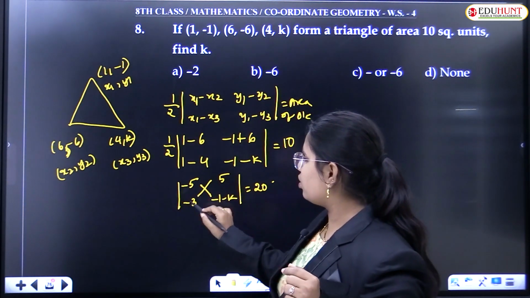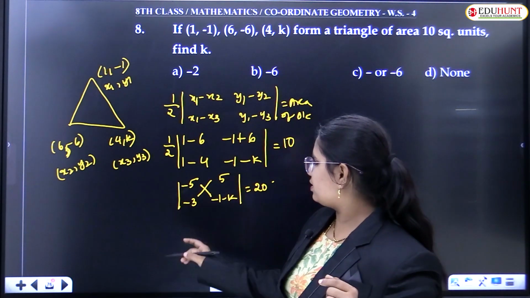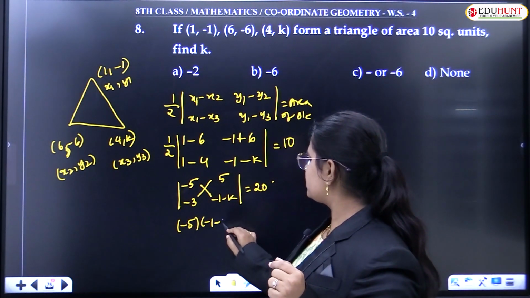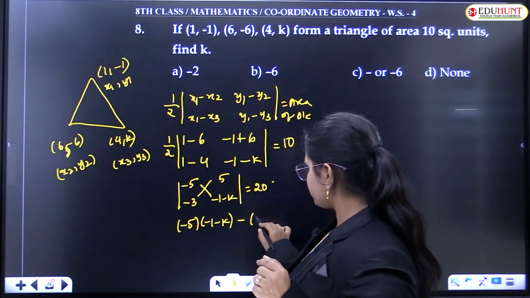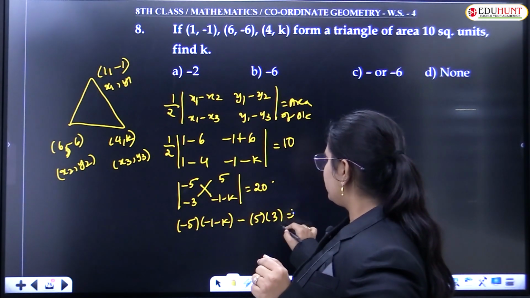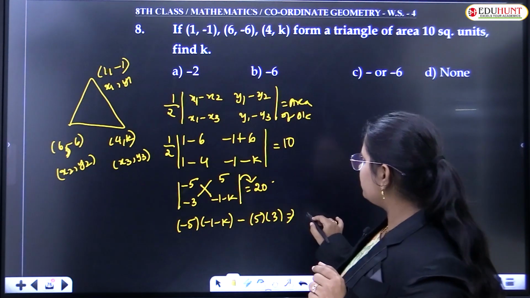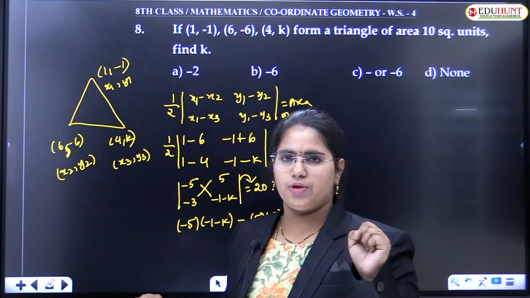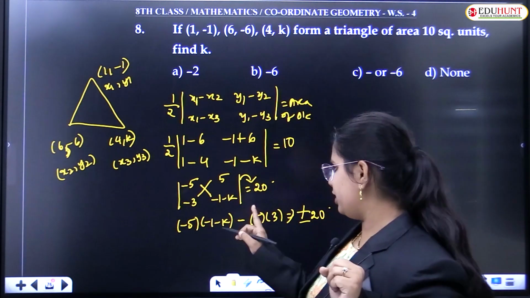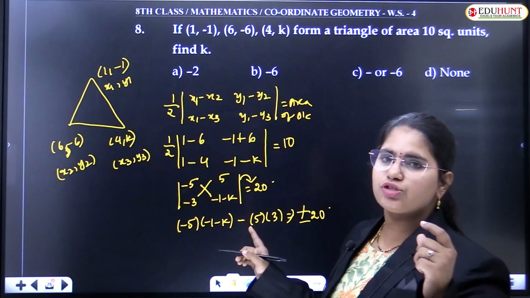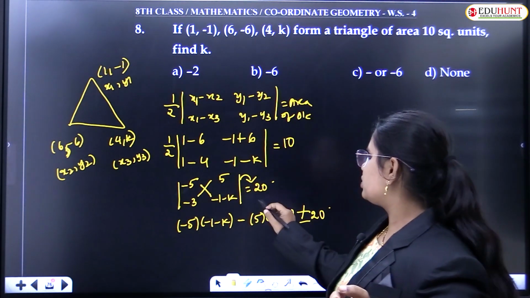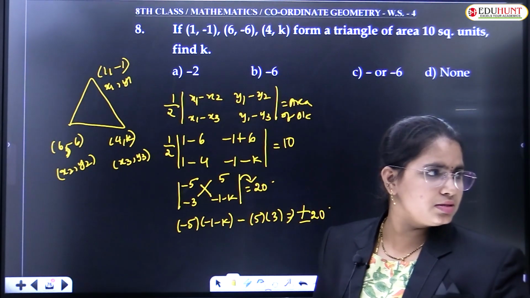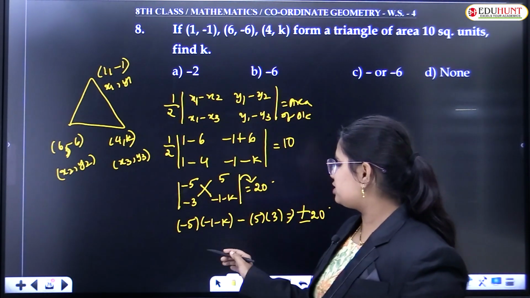So this is under mod. So it will become AD minus BC, right? So just multiply this, what will it become? Minus 5 into minus 1 minus k, minus 5 into 3. If you are transforming the modulus function to that side, it will become plus or minus 20. There may be a chance that the modulus function can be either positive or negative, right? So this mod, if you are transforming it to that side, it will become either plus or minus 20, right? Chalo. So let's multiply these both.